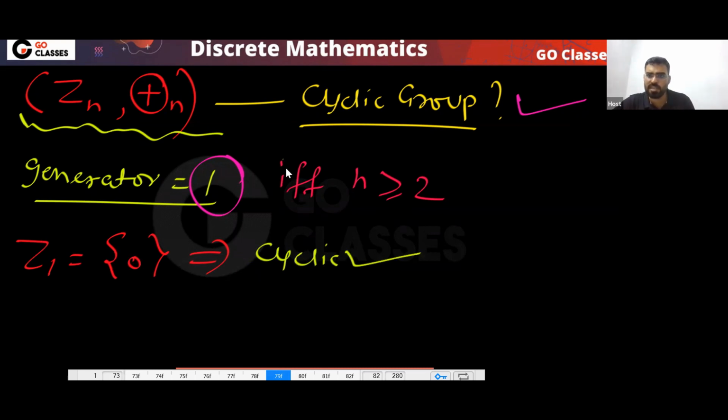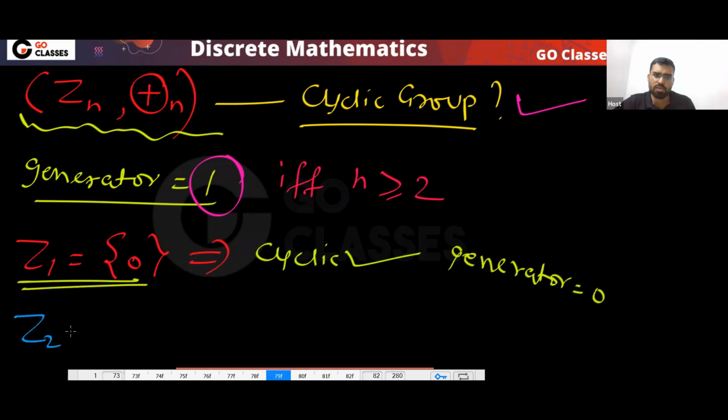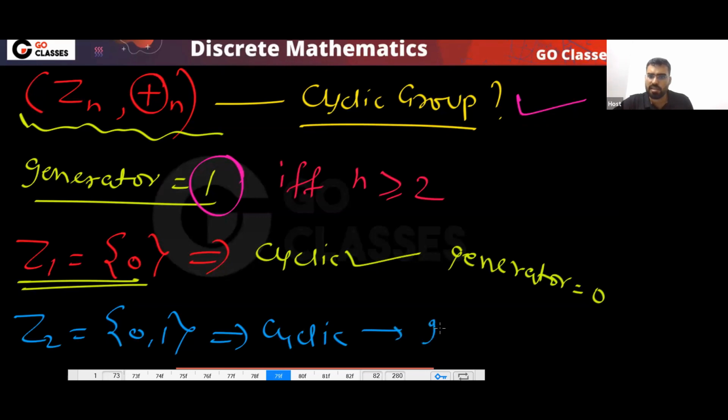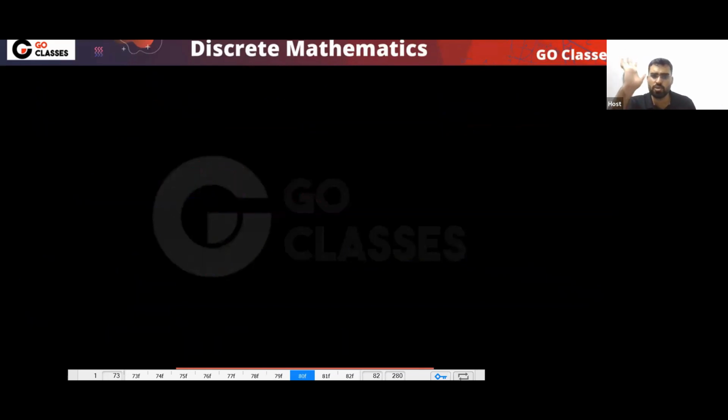This zero itself will be the generator. I can say the generator will be 0 for this situation, for this Z1. And for this Z2, the generator will be 1. This is also cyclic and the generator will be 1. Okay, is this clear to everyone? So whatever value of n you take, this is always cyclic. For all n greater than or equal to 2, at least one generator you have.